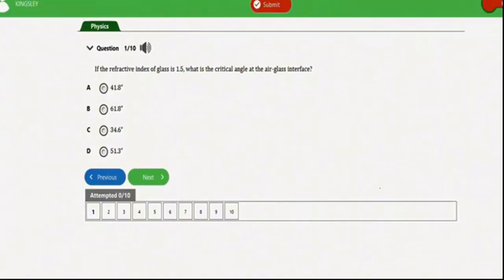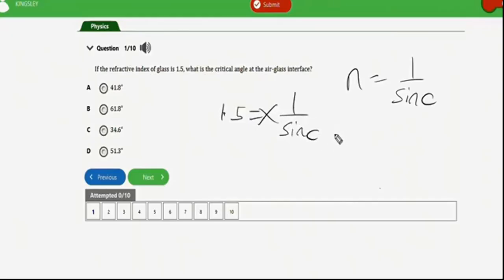So for this question, all you need is a relationship between critical angle and refractive index. So we have the relationship to be n, being refractive index, equals 1 over sine C. So in the question, we have the refractive index to be 1.5 equals 1 over sine C. When you cross multiply, we're going to have sine C times 1.5 equals 1. Firstly, you divide both sides by 1.5.